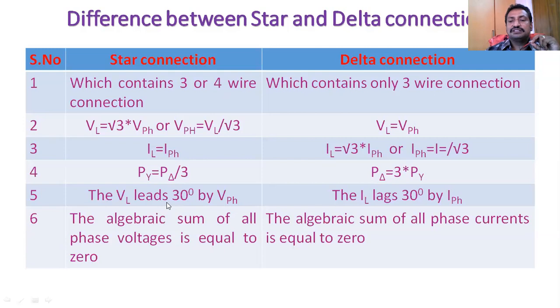In star connection, line voltage leads phase voltage by an angle of 30 degrees. In delta connection, line current lags phase current by an angle of 30 degrees. In star connection, the algebraic sum of all phase voltages is equal to 0, meaning VRN plus VYN plus VBN is equal to 0. In delta connection, the algebraic sum of all phase currents is equal to 0, here IRY plus IYB plus IBR is equal to 0. So that is about this.